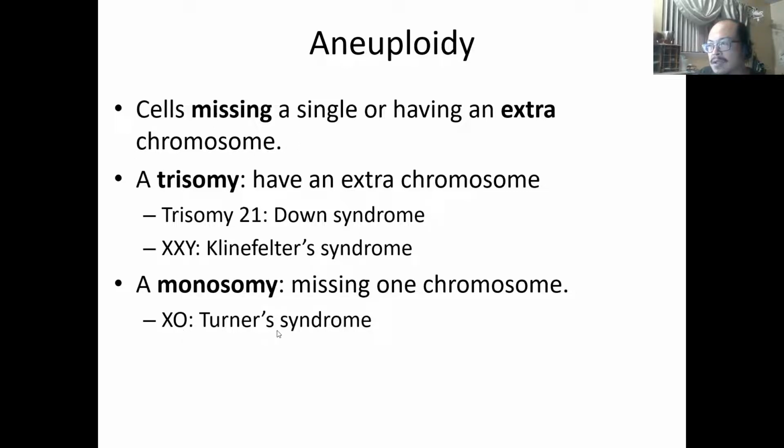As for one chromosome less, missing one chromosome, the situation most commonly seen is Turner syndrome. The female usually has two X, but this female has only one X. Do you need two X? One X is enough to produce the proteins that you need, but there is some deficit coming from the lack of X. That's just some examples of aneuploidy.